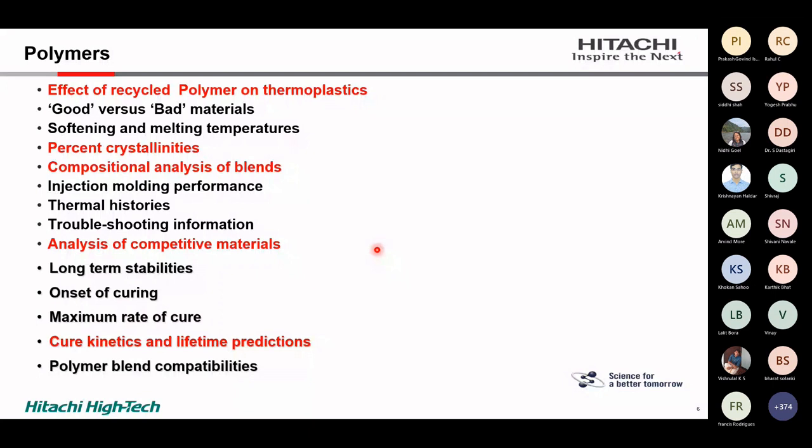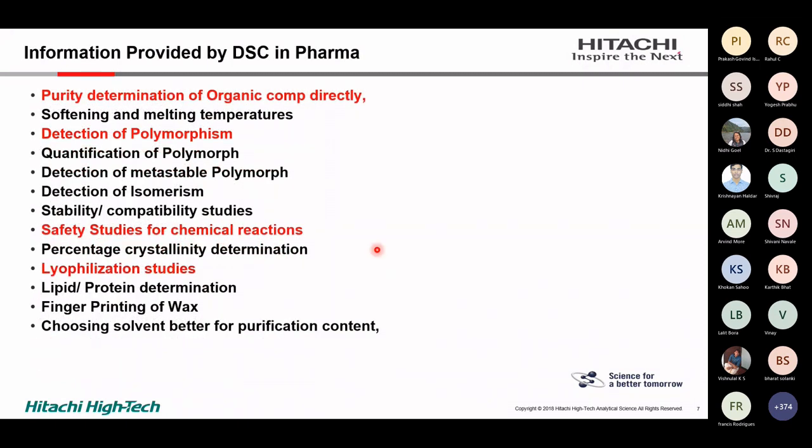I will not read out each and every application here, but this slide gives you an idea how important or how powerful a DSC is as a tool to study various types of polymers, various types of properties by using a differential scanning calorimeter. Those who are working in the pharma industry or maybe the chemical industry, again, look at the list of the application. One can perform all these applications by using a DSC technique in a pharmaceutical environment or maybe a chemical environment. We will see a few of these applications during my presentation.